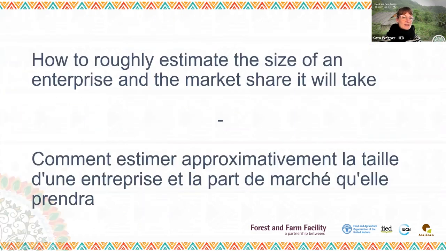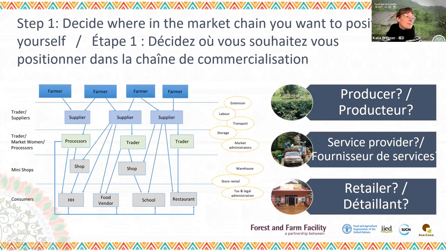So how do you do that? How do you roughly estimate the size of an enterprise and the market share it will take? First of all, there is a decision on where the entrepreneur wants to position him or herself in the market chain. And they will first calculate the average buying and selling price at each level of the market chain, the average quantities traded and sold at each level, the transportation costs, the packing needed and their costs. And this will help them to decide within the market chain to whom the entrepreneur will sell the product. So for this, the following criteria are important. Where is this market located?